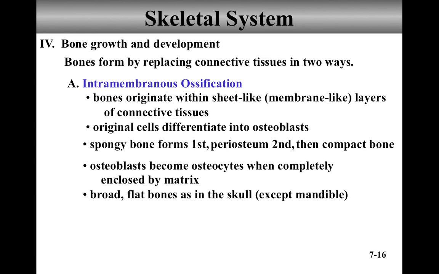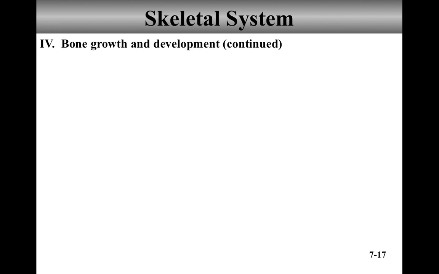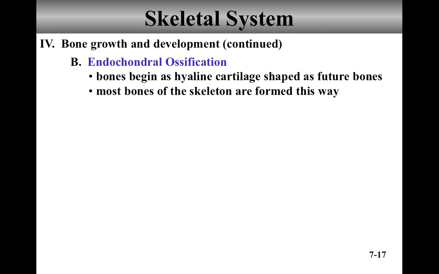So intramembranous ossification is cool, but that only covers the skull. We need to look at how we build all of the rest of the bones in a tiny human. And so that takes us to endochondral ossification. Endo means within. Chondral, you might remember chondrocytes were cartilage cells in our cartilage. And ossification is the formation of bone. So this means the formation of bone within the cartilage.